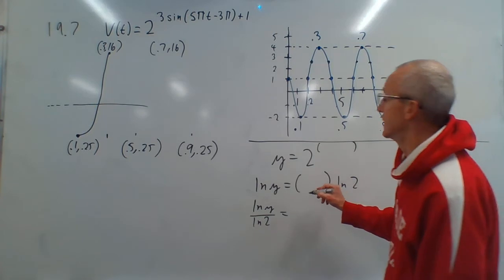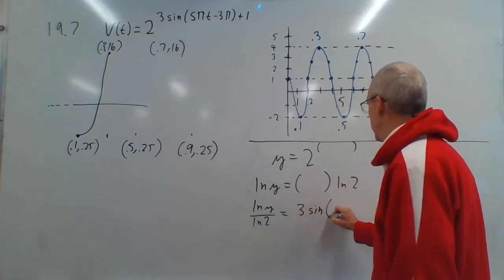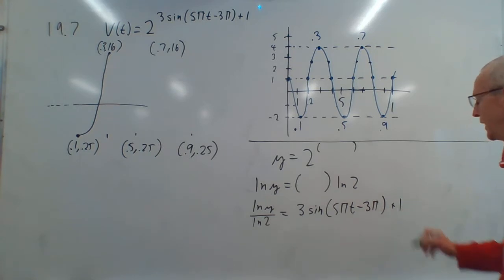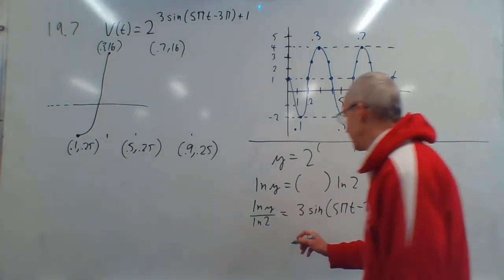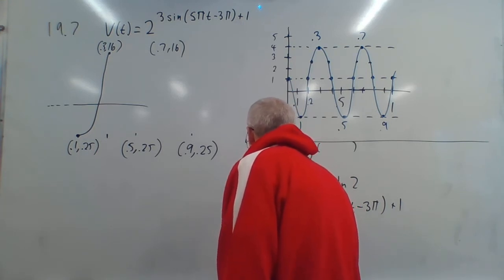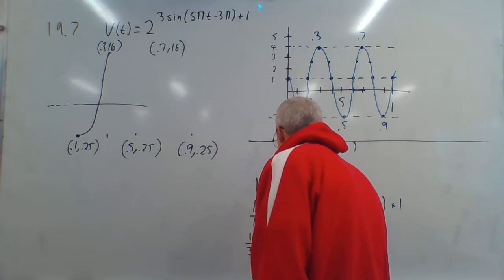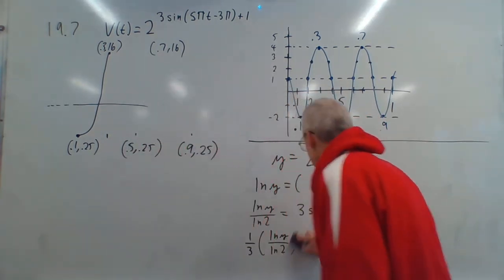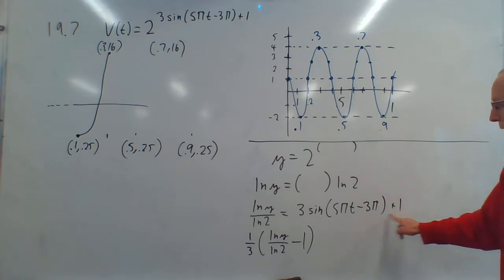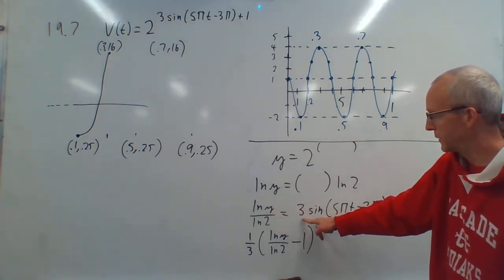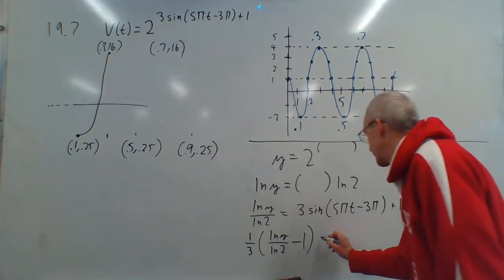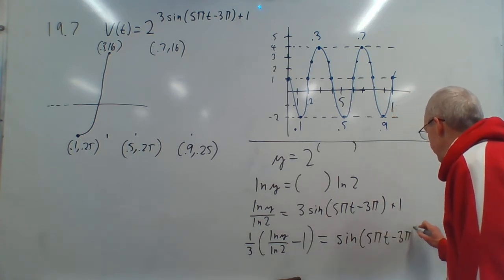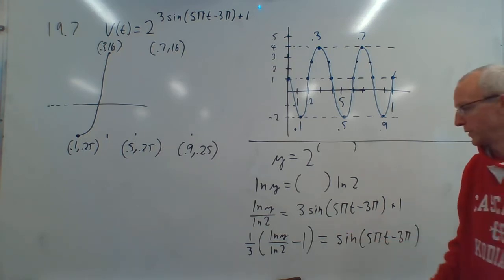Now I need to start writing what's in the parentheses. That's our 3 sine of 5 pi t minus 3 pi, I'm going back to the original one because it's right there, plus 1. Put the 1 over there, divide it by 3. So I'm going to say 1/3 ln of y divided by ln of 2. First you have to take away the 1, then you can divide by 3. So minus 1, and then multiply by 1/3 to get rid of that. So with this 1/3 and the minus 1, that's equal to sine of 5 pi t minus 3 pi.